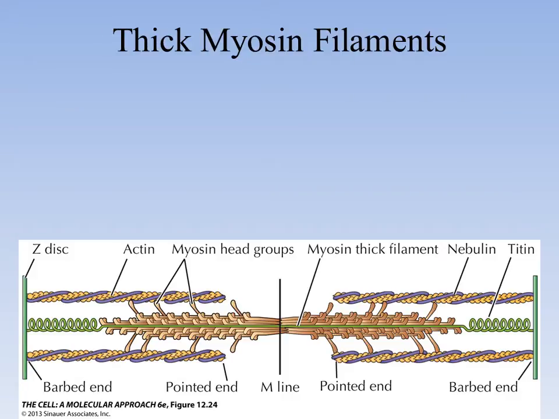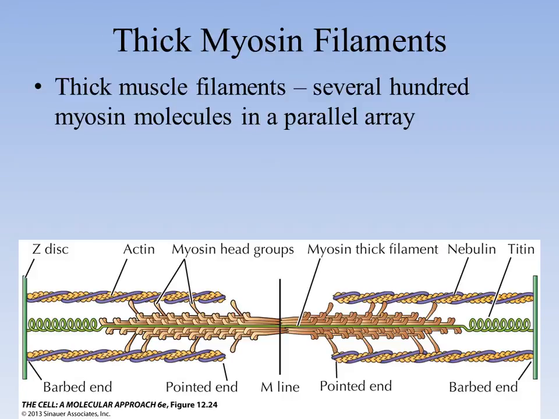Alright, and so myosin filaments are thick. For the thick muscle filaments, there are basically several hundred of those myosin molecules I just showed in the previous slide, arranged together in a parallel array. So if you look at our M line here, extending outward, we have several hundred myosin molecules arranged together in parallel with each other. Basically kind of like golf clubs coming out of our M line, if you think about it. A lot of golf club looking things coming out of our M line, arranged parallel.